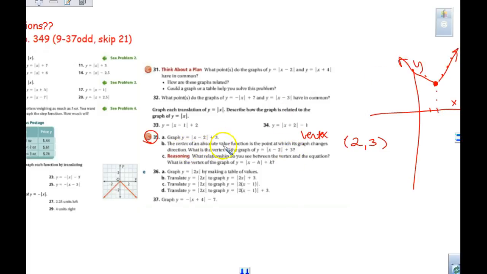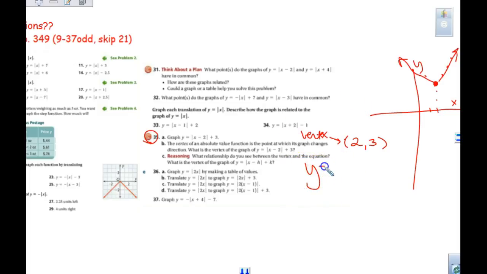So it says the vertex of the absolute value graph is at what point? The vertex is the point at which the graph changes direction. What is the vertex of this one? So our vertex should have been 2, 3. And it says, what is the relation between the vertex and the equation? We're going to add this into our notes today when we take notes. This is a pretty big part right here.